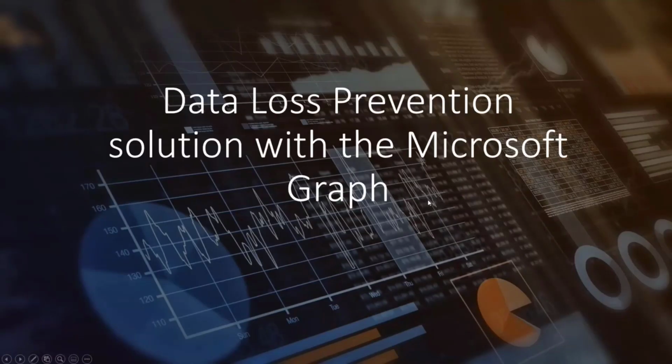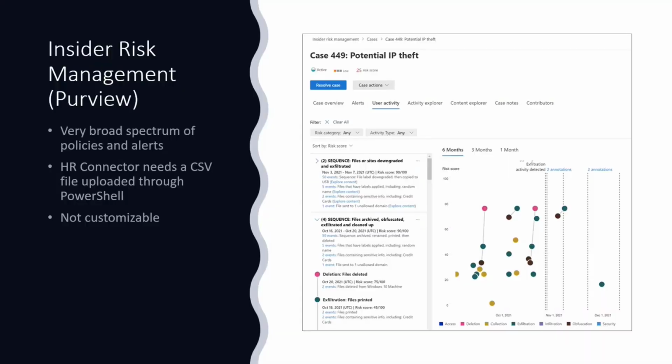So, data loss prevention solution with the Microsoft Graph. There is already, of course, a data loss prevention available in Microsoft 365, and part of it is insider risk management, or Purview these days. Insider risk management is very good, but it's a very broad spectrum of alerts. You not only get email checking and seeing who sends emails, for instance, externally with attachments, but also SharePoint and Teams, and you can even see if somebody downloads something to a USB drive, stuff like that. So it's very, very broad.